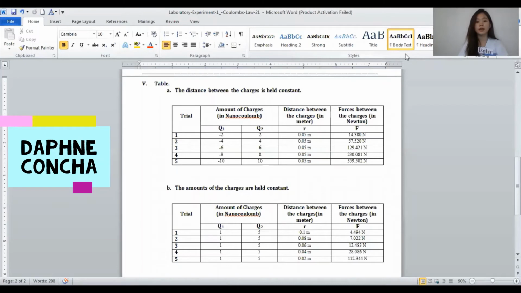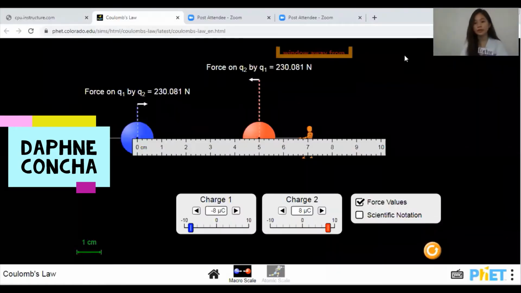For trial 4, the amount of charges for Q1 is equal to -8 and Q2 is equal to +8. The distance between the charges is equal to 0.05 meter, and the force between the charges is equal to 230.081 Newton. And this is how we get the values for trial 4.